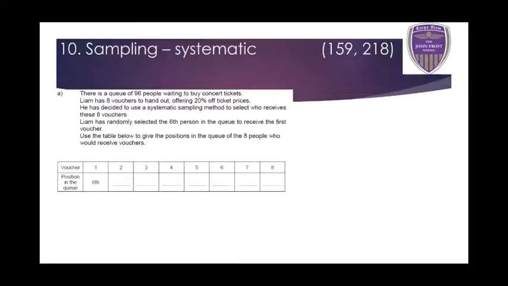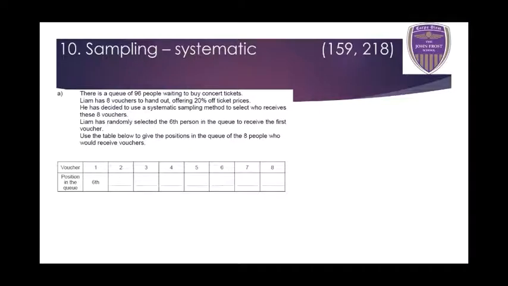So sampling. So there's 3 types of sampling. We had systematic, random, and stratified. Okay, so let's go through the first one, which is systematic. So there's a queue of 96 people waiting to buy concert tickets. Liam has 8 vouchers to hand out, offering 20% off ticket prices. He's decided to use a systematic sampling method to select who receives the 8 vouchers. Liam has randomly selected the 6th person in the queue to receive the first voucher. Use the table below to give the positions in the queue of the 8 people who would receive the vouchers.